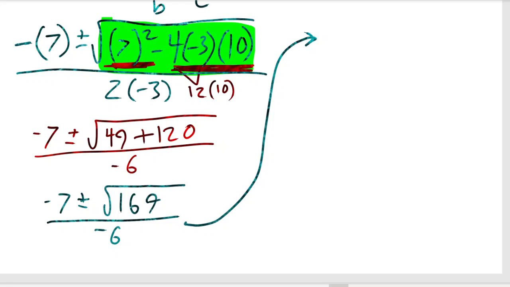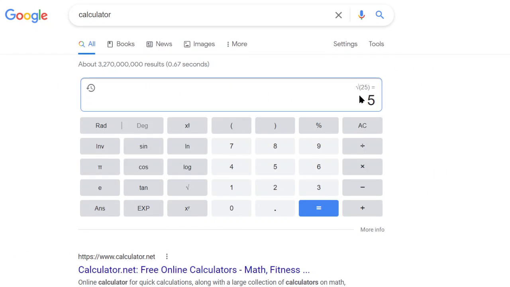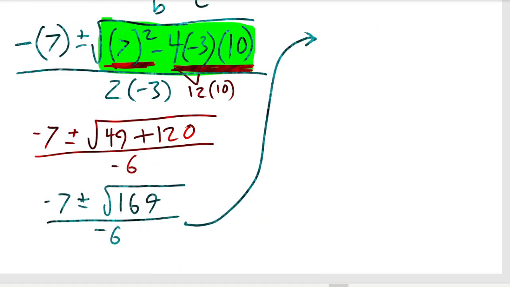I'm going to use my calculator to find the square root of 169. Square root 169. Oh, it's 13. A nice whole number, no decimal. If it was a decimal, maybe round to the 100th, 2 places behind the decimal, and you'd be just fine. I'm going to go and write that as -7 plus or minus 13. Just replace the square root of 169 with the number 13, its answer. Keep that -6 on the bottom.